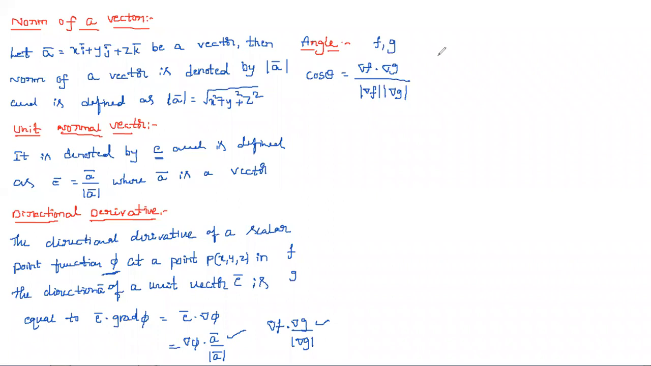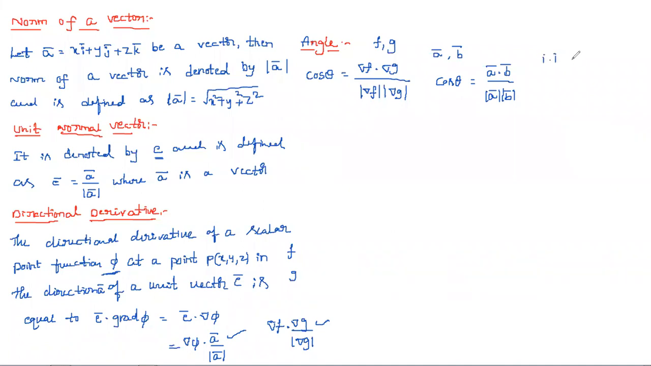Suppose in place of that, they give vectors a bar and b bar. In that case also we can find the angle of intersection between these two: cos theta equals a bar dot b bar by modulus a bar and modulus b bar. So here we have to apply dot product. When you are applying dot product, you need to remember the thing.